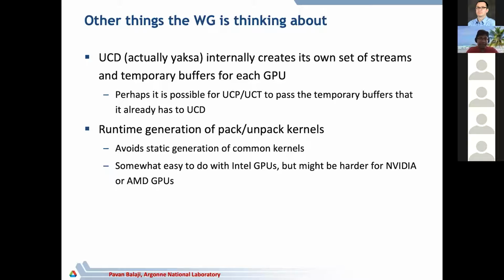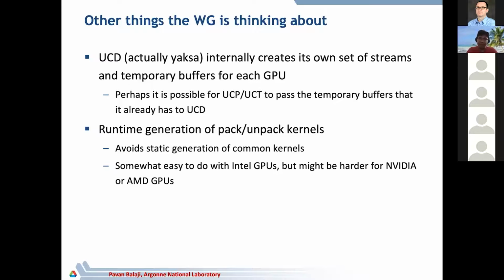And the second thing is we are looking at runtime generation of pack and unpack kernels. Right now, the kernels are all statically generated at build time. But we are trying to see if we can do something like runtime generation of kernels. So when a data type is created, we create the kernel at that time, which makes it more efficient for that specific data type.